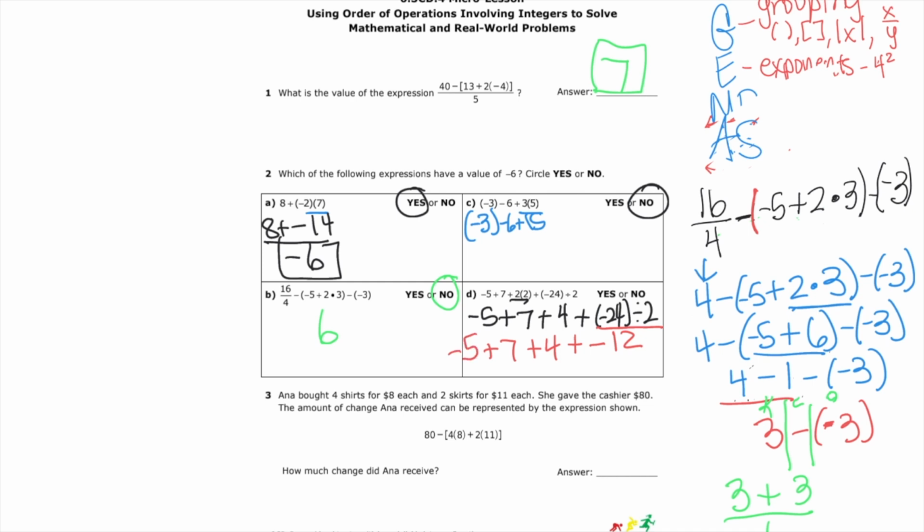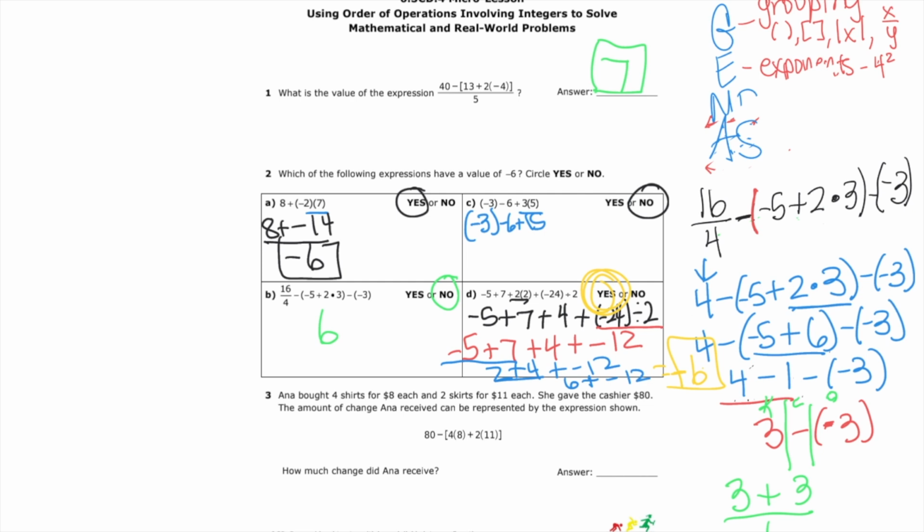This is kind of nice because it's already all going to be addition. So I have negative 5 plus a positive 7. I have more positives, so that's going to give me a positive 2. 7 minus 5 is 2. Plus 4 plus a negative 12. So 2 plus 4 is 6. 6 plus a negative 12. Do I have more positives or more negatives here? I have more negatives, so my answer is going to be a negative, and the difference between 12 and 6 is 6. So the answer here is indeed negative 6.